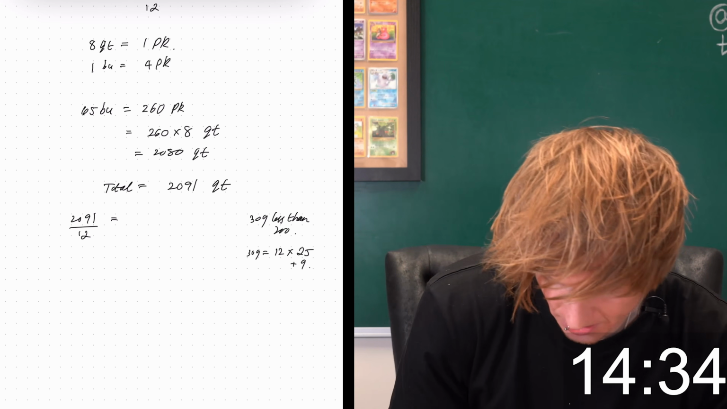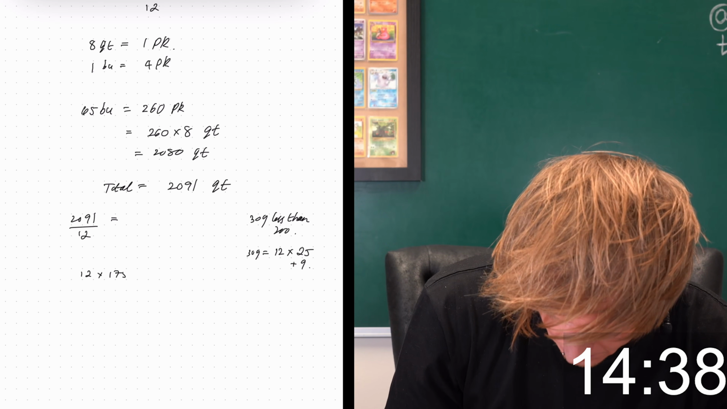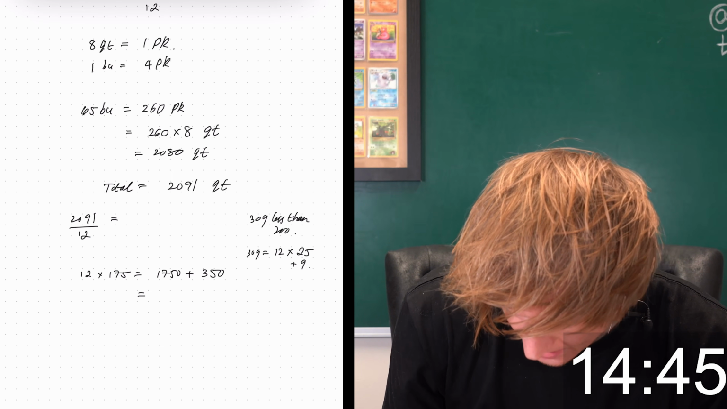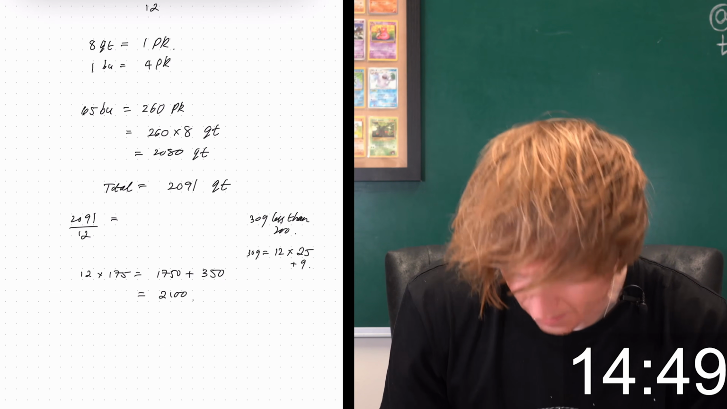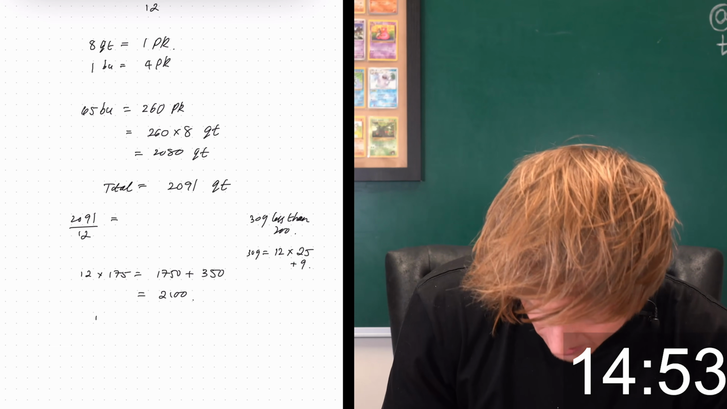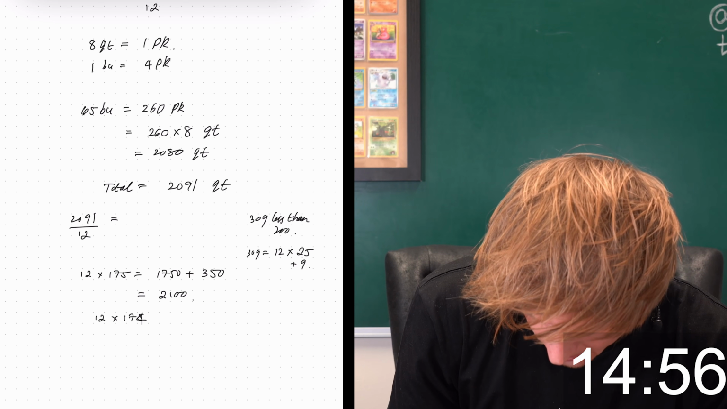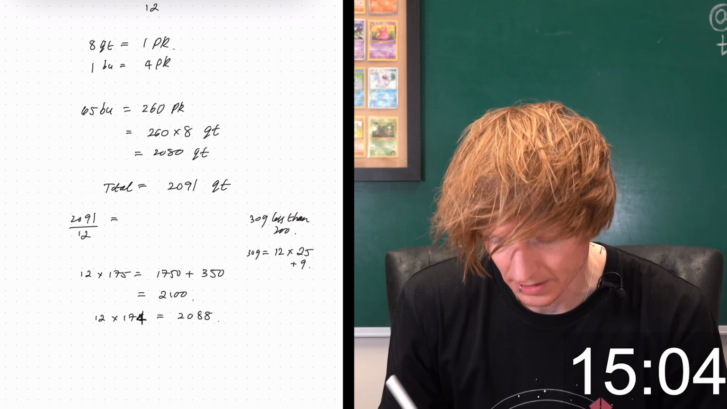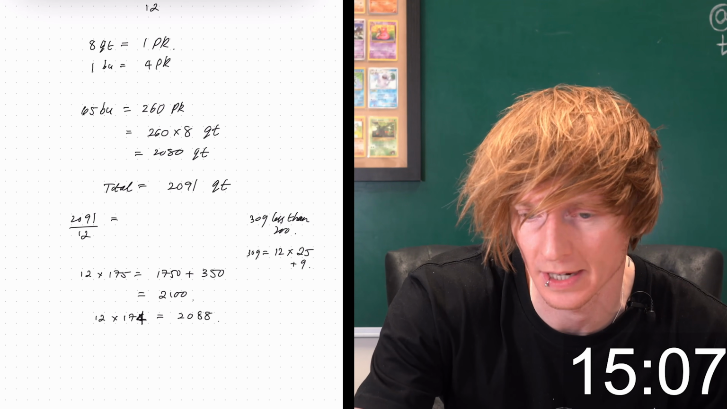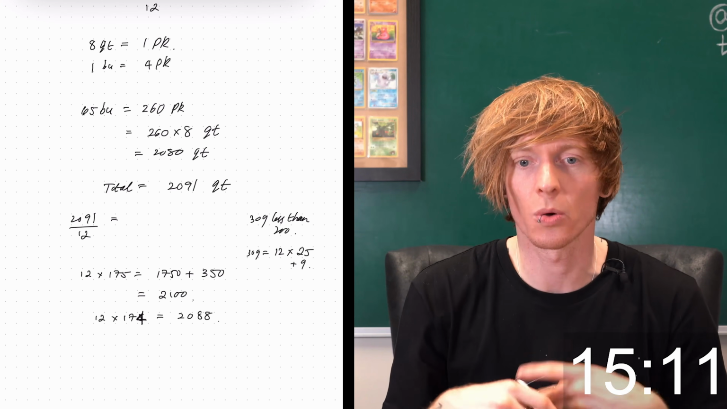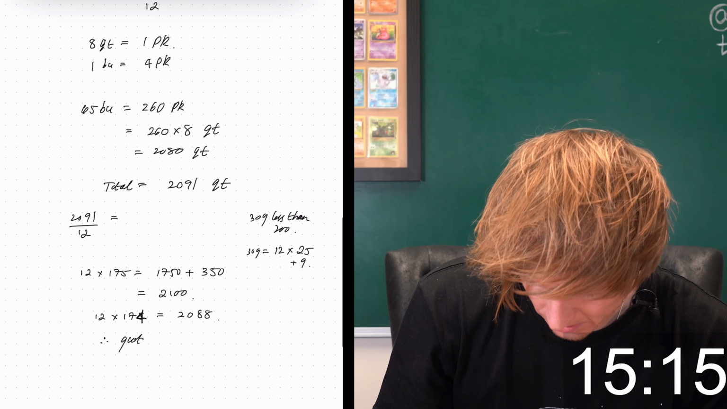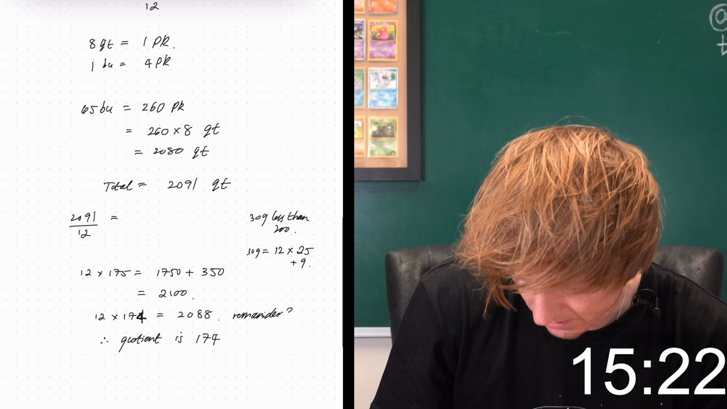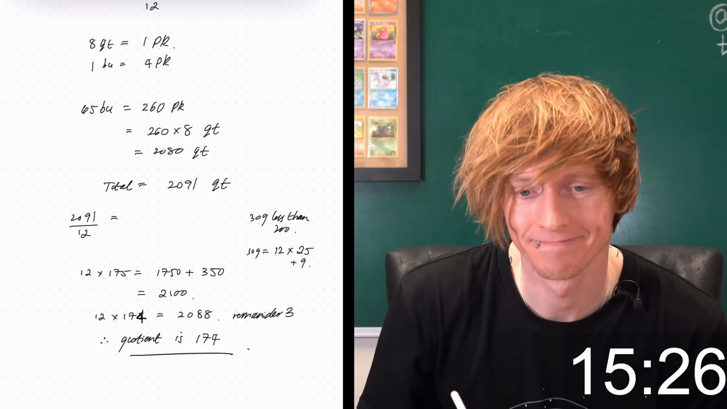Is that what I'm saying? Okay, let's just check. So 12 times 175 is 1750 plus 2 lots of it, which is 350. So that's going to give me 2100. No, that's too many. So it's 12 times 174. So 12 times 174 is therefore going to give me 1 less 12, so that's 2088. So there'll be 3 left. Is that what I had to do? No, hang on. It wasn't the remainder, it was, what is the quotient? So therefore the quotient is 174. And I'll just put here remainder 3. Cool. All right, learn something new.